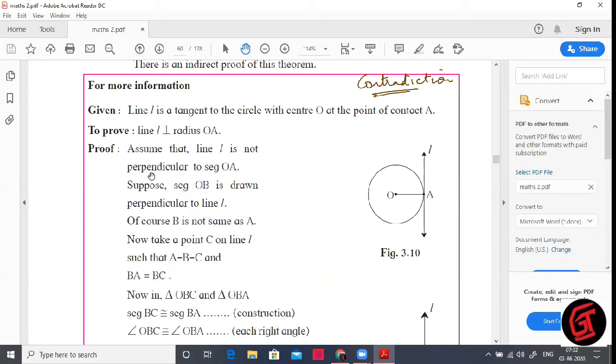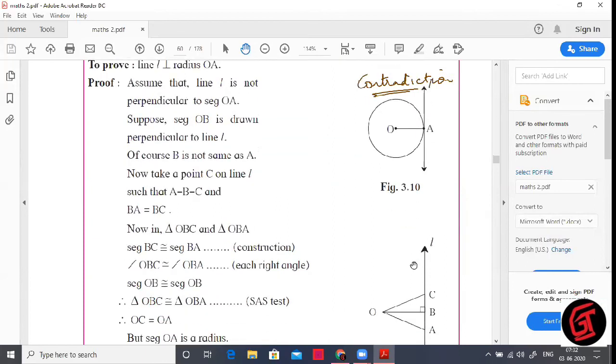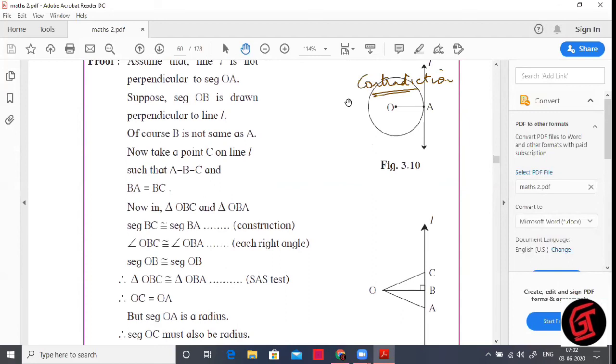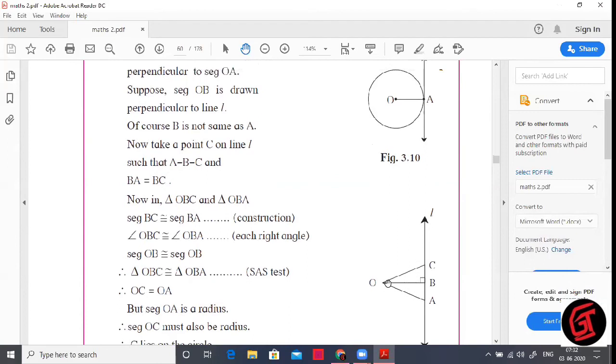Okay, so now let's prove the opposite is not true. See what they've written. Assume that line L is not perpendicular to OA. If line L is not perpendicular to OA, there might be something else that is perpendicular. What will that something else be? We assume that OB is drawn perpendicular to line L. So you can see in the figure here, we draw OB perpendicular to line L.